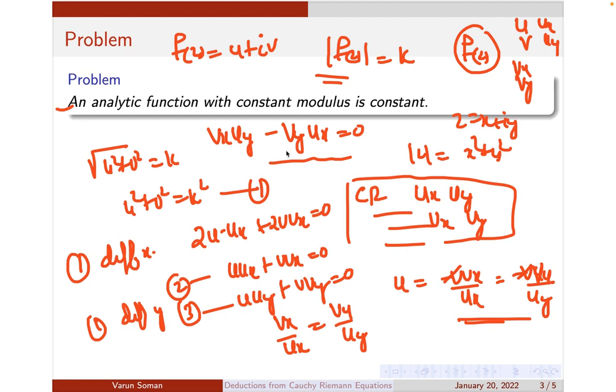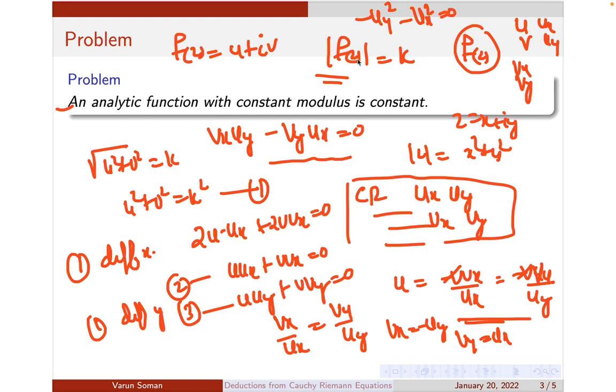For that I will use my Cauchy-Riemann equations. What does the Cauchy-Riemann equation say? It tells you that vx is equal to minus uy and vy is equal to ux. If you use that relation here, what will you get? If I convert all this into just u, you can convert it in any form, but now I am converting all this into just u. Vx I am taking as minus uy, so I will be getting minus uy square. Similarly minus vy I am taking as ux, so it is ux square is equal to 0.